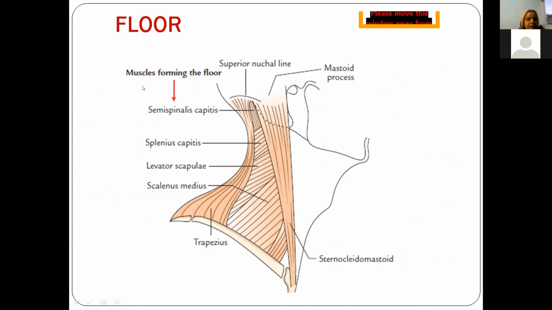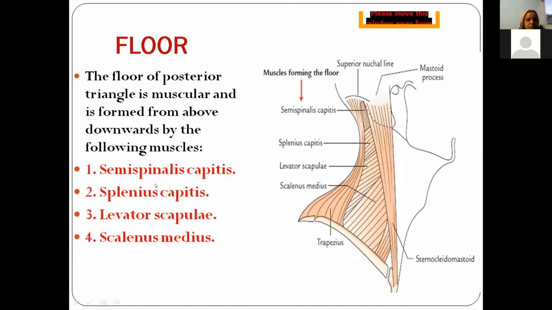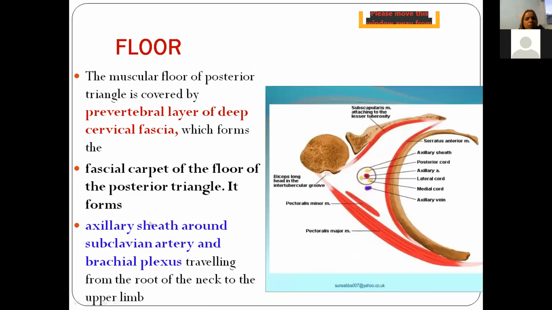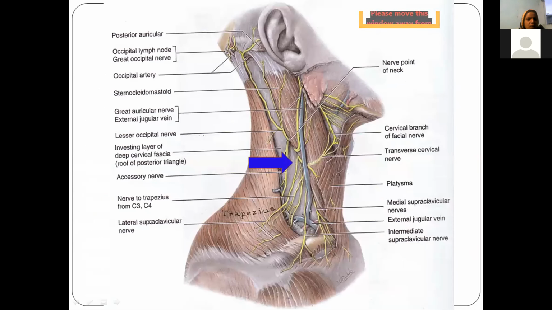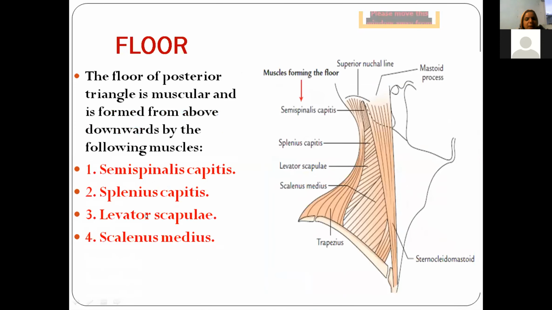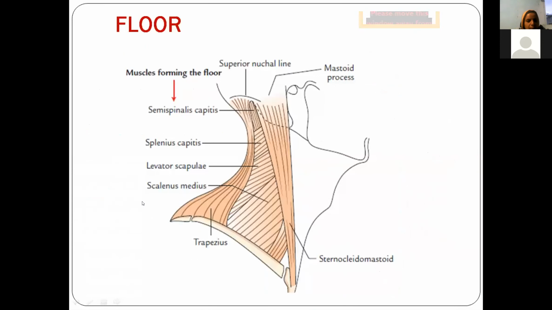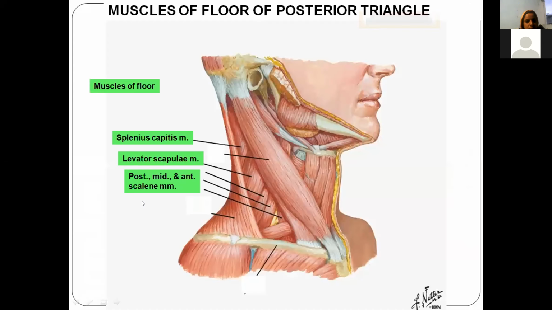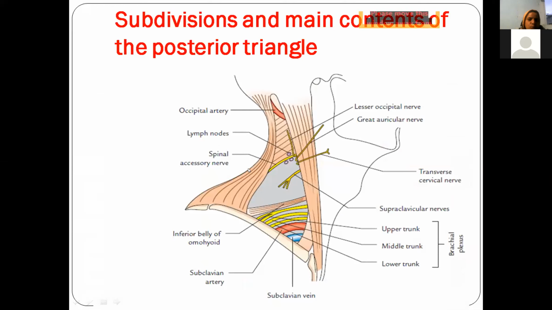All these muscles are seen in the floor of the posterior triangle. Okay, so many complicated things will be told. Don't worry, you need not go with all those things. Go with simpler things, whatever I am teaching you. Then different pictures: this is Netter's atlas, this is Datta's picture, Vishram Singh picture. You follow that, that is more than enough.